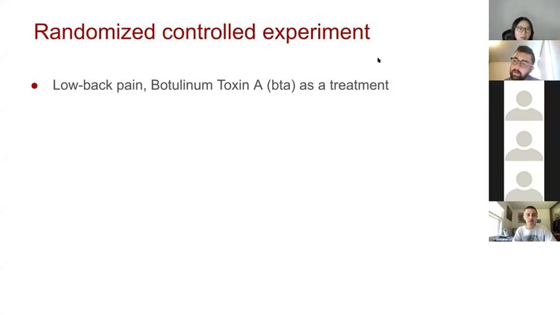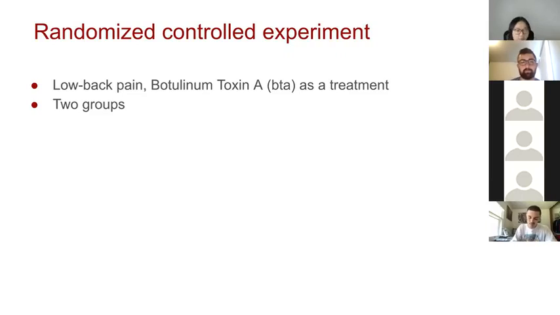Okay, so it's about low back pain. There is a particular treatment that could be useful. So it's botulinum toxin A, I think. Let's just say BTA for short. I'm not really good at pronouncing those hard words. And okay, so the treatment is this particular BTA, and people are curious about whether it's going to be an effective treatment for low back pain.